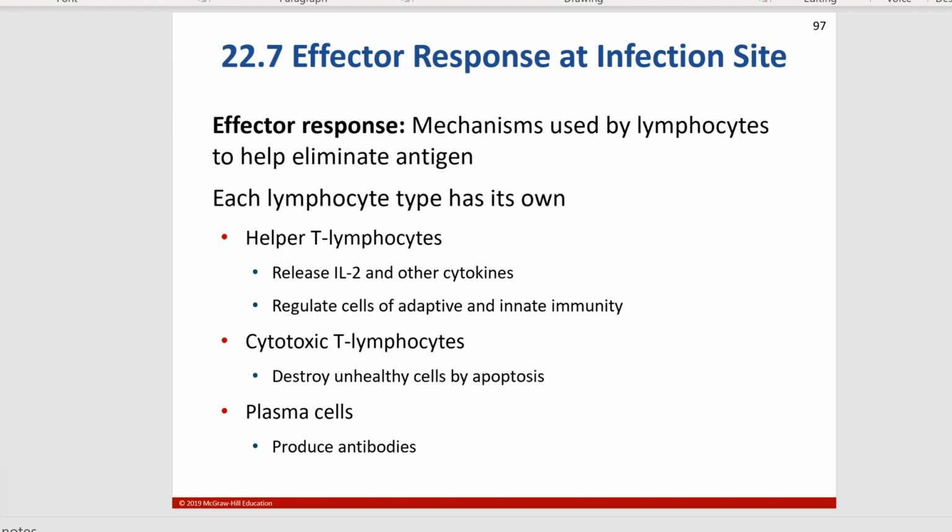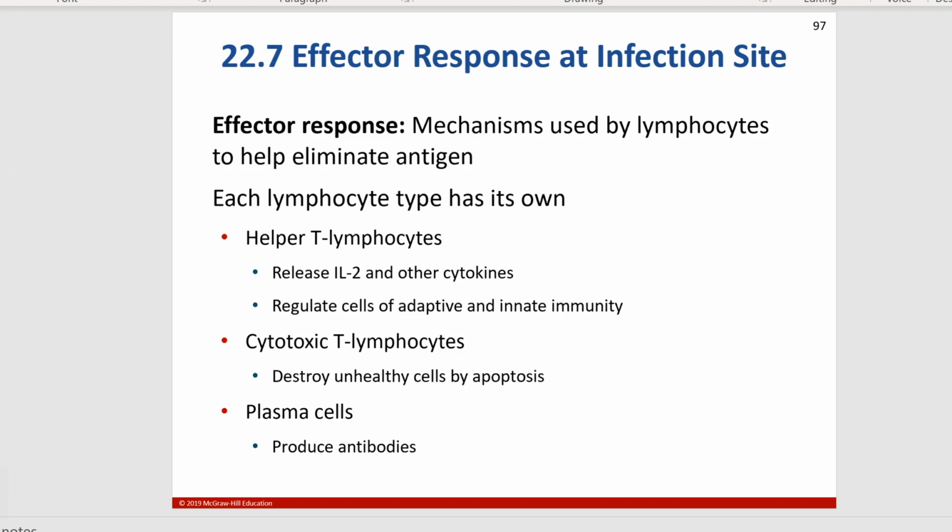Okay, so now we're looking at what we're calling the effector response at the infection site. Now that we've defined and looked at all the components of the immune system and how they get activated, we look back at the secondary along with the innate and adaptive immune systems, and combine them all together to look at what happens to cause an infectious disease and what causes our ability to fight them and win, basically.